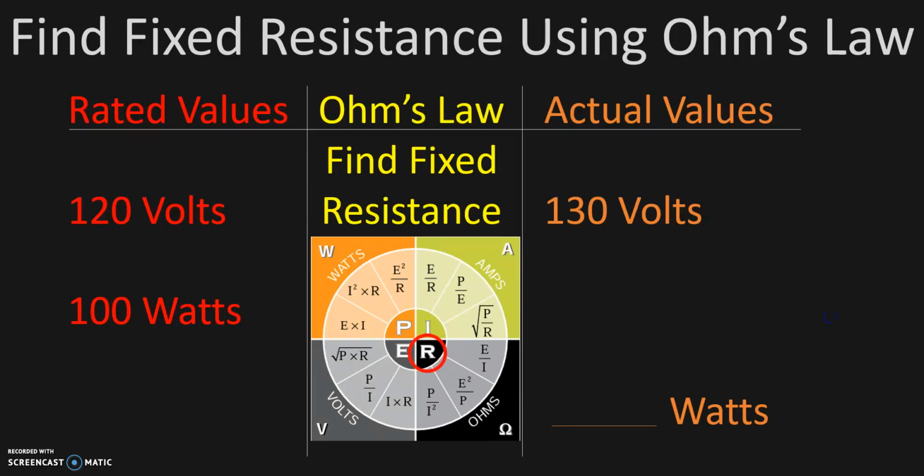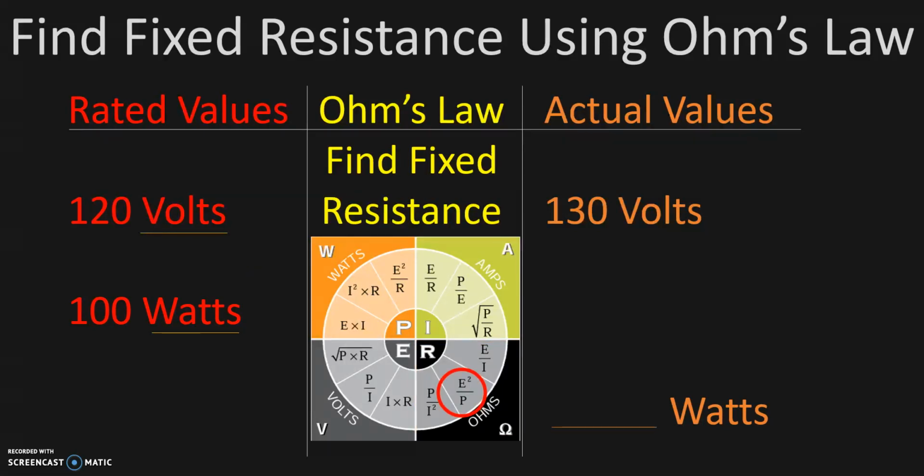So we know we're looking for resistance here. Again, find fixed resistance. So we know we're kind of relegated to this quadrant of the Ohm's law wheel for sure. And again, what values do we know? Well, we know volts, we know watts. So we're going to have to find a formula within that quadrant that contains both volts and watts. So of course, that's going to be our E squared divided by P.